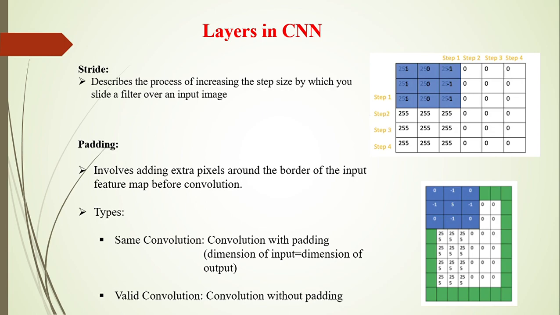The stride describes the number of steps by which the filter slides over the input image. Padding is used to add extra pixels around the border of the input feature map before convolution to avoid the size from being reduced. It has two types, same convolution and valid convolution. In valid convolution, padding is not used. In same convolution, padding is used. Hence, the dimension of the input image is equal to the dimension of the output image.